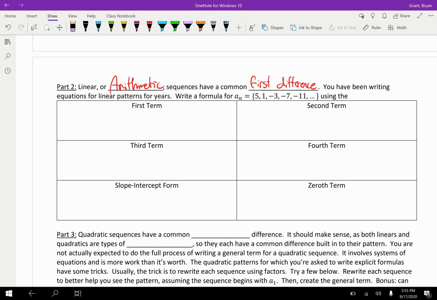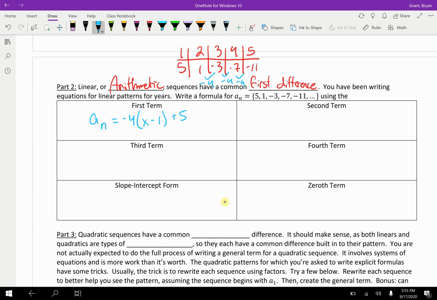Well, remember, I'll rewrite this sequence up above. First term, second term, third, fourth, fifth. Okay, something like this. My first term is 5, second term is 1, -3, -7, -11. Well, if I'm going to write a formula for this and they're asking us to use different terms, then I think HK form is going to be the way to go. A sub n equals, well, I guess I need my slope. It looks like we're subtracting 4 every time here. So A sub n equals -4, x minus 1, the first term, plus 5.